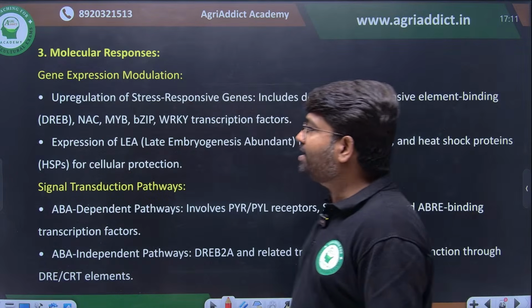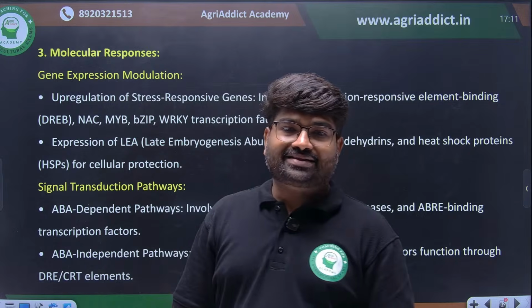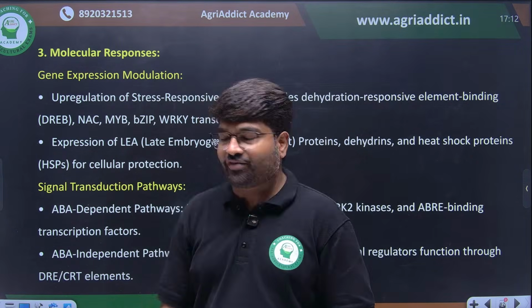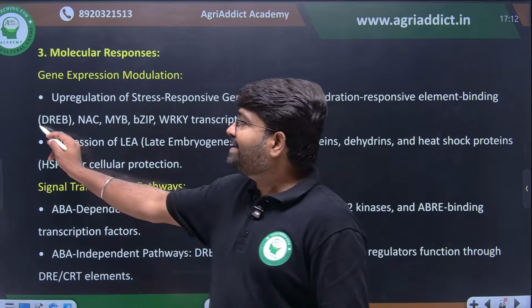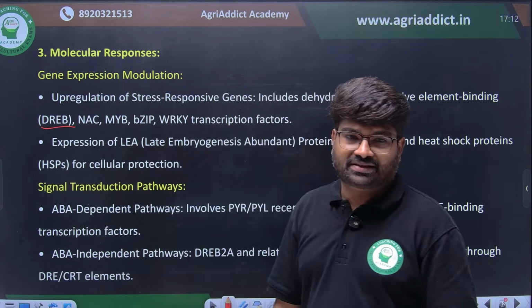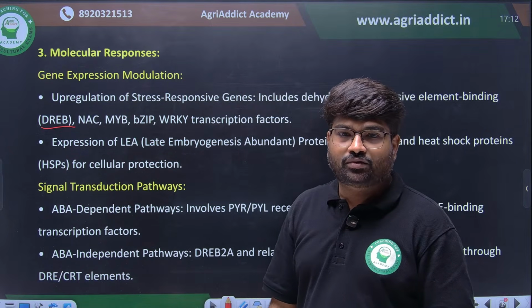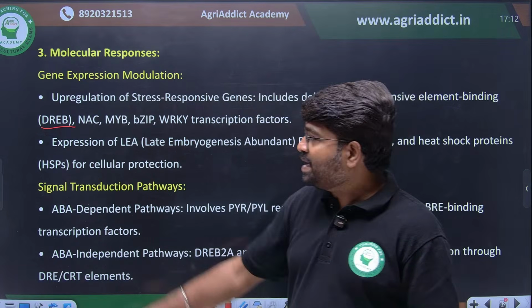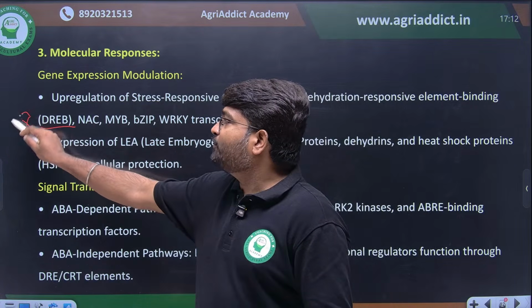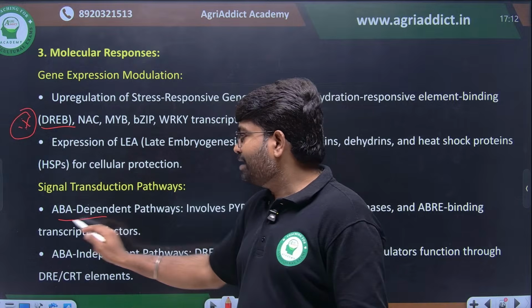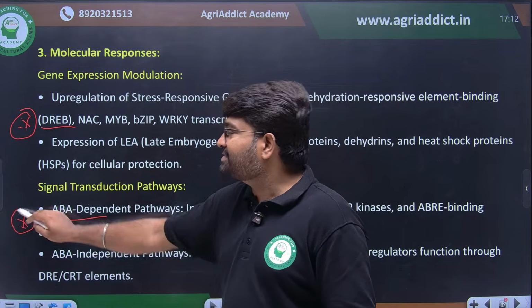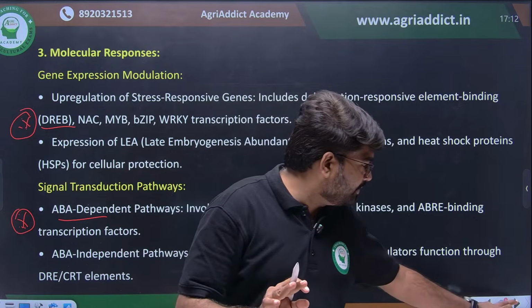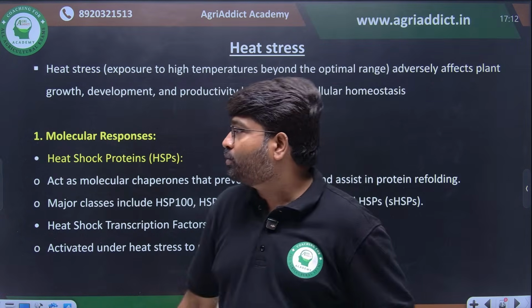If you see the molecular function, different transcription factors involved in drought responsive genes will be activated. For example, DRE, drought responsive elements, and drought responsive element binding proteins will be enhanced. This is the key point you have to remember. Then if you see the hormonal aspect, ABA biosynthesis will be enhanced. These are the key points you have to remember about drought stress.